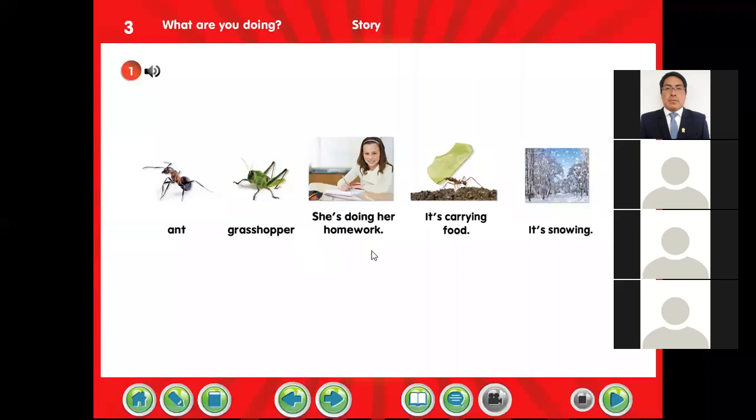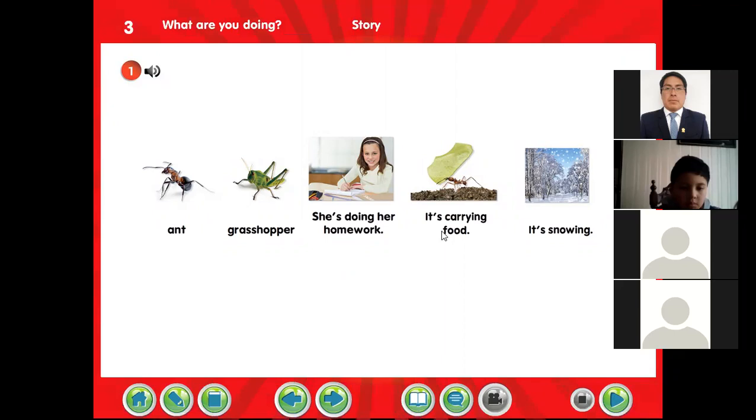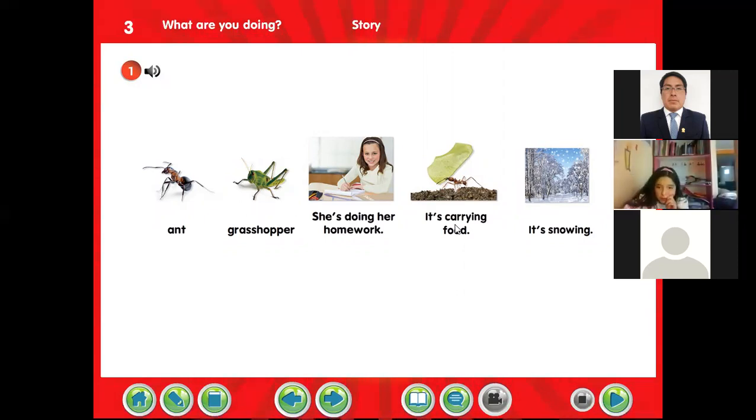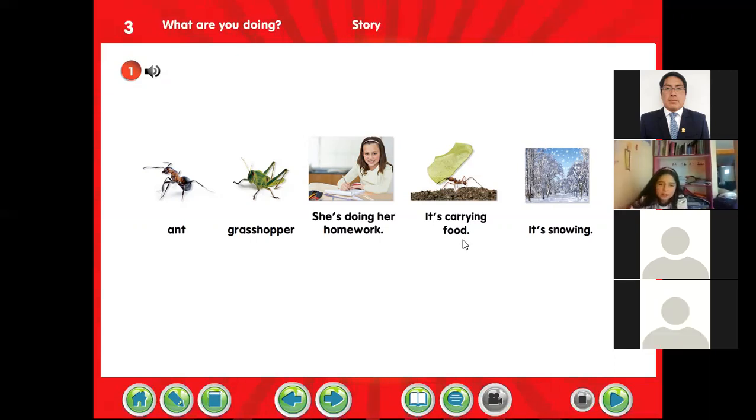Now let's listen the next, please. Let's listen the next and listen and repeat. Okay? She's doing her homework. She's doing her homework. Very good. The next, okay? The next vocabulary. The same. Listen and repeat, please. It's carrying food. It's carrying food. Very good. And the last, okay? Listen and repeat, please. It's snowing. Repeat.